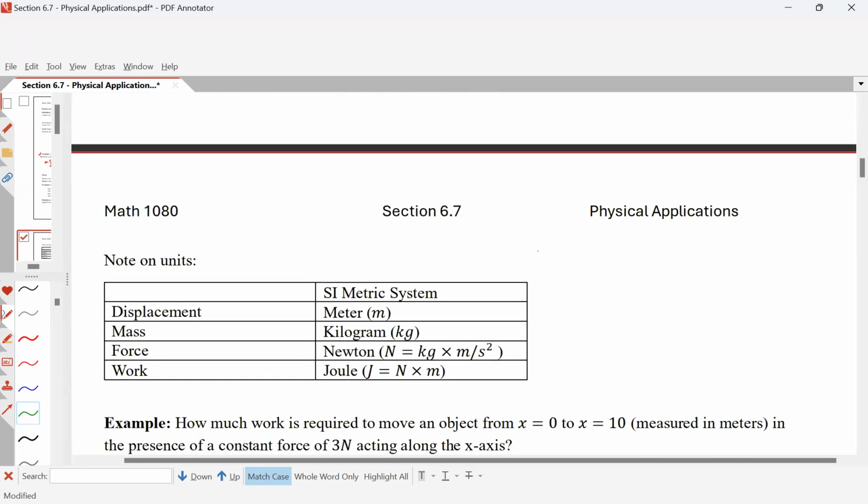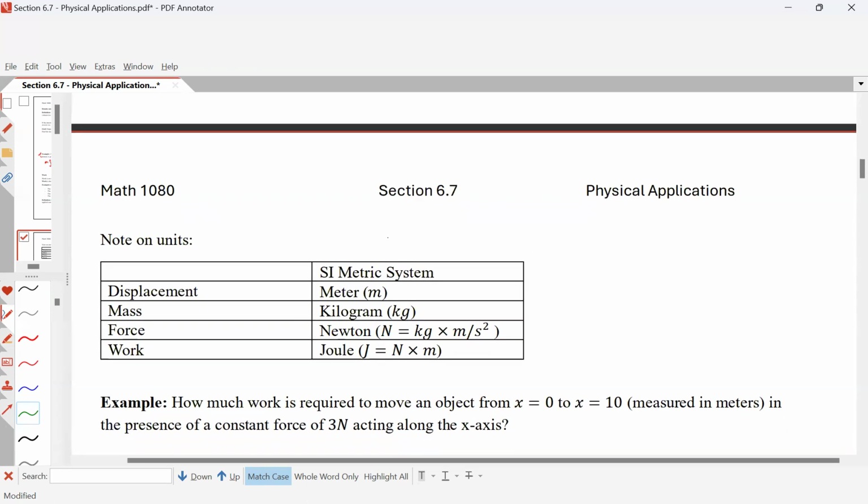Some quick notes on units. Our distance in all of these examples is going to be in meters. Mass is going to be in kilograms. Force, we're going to use newtons when we're finding force, and that is kilograms times meters per second squared, or mass times acceleration. And then joules are going to be newtons times meters, or joules.